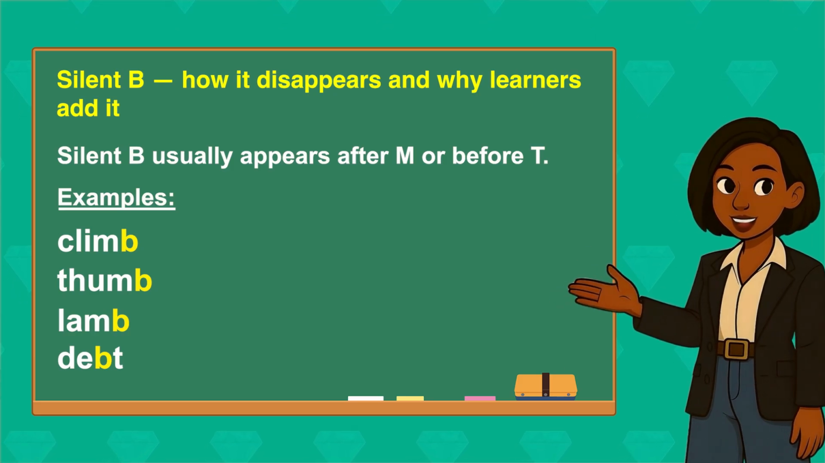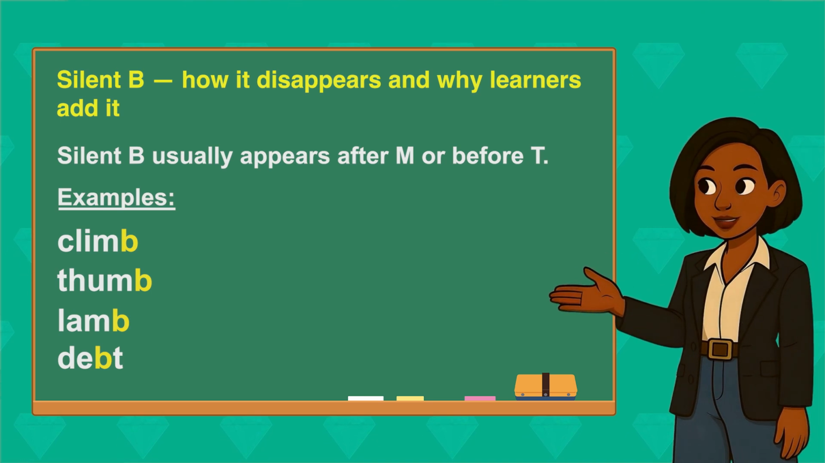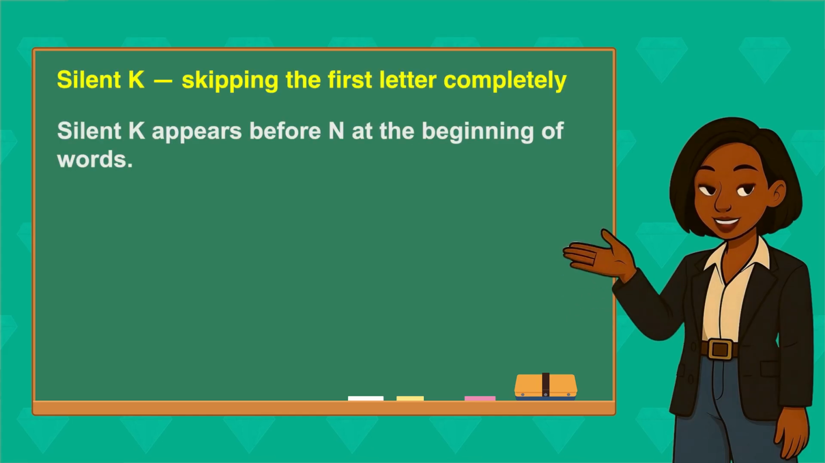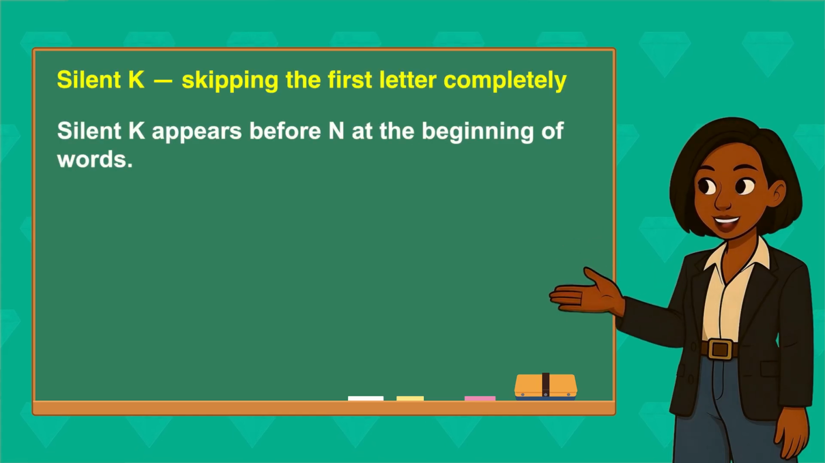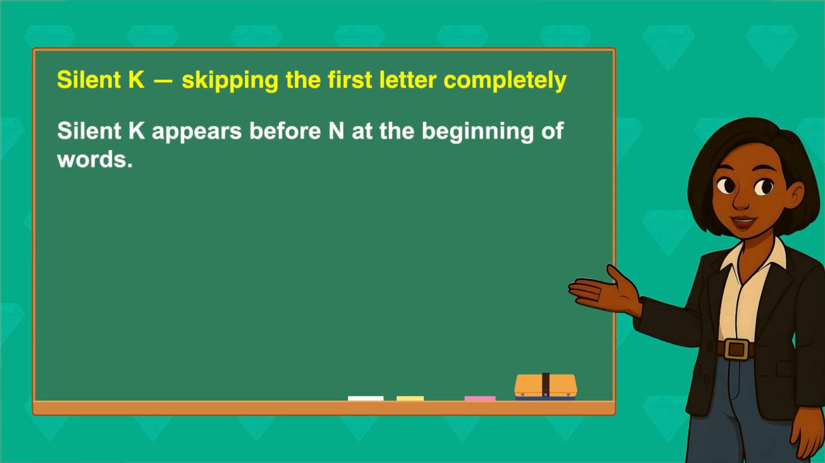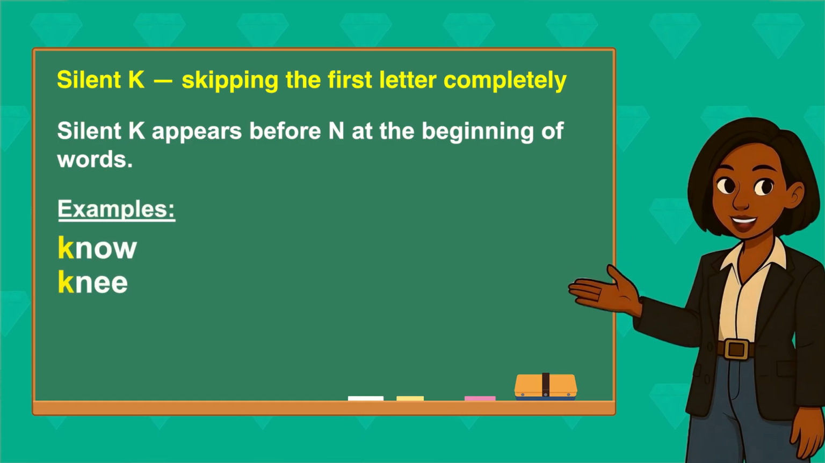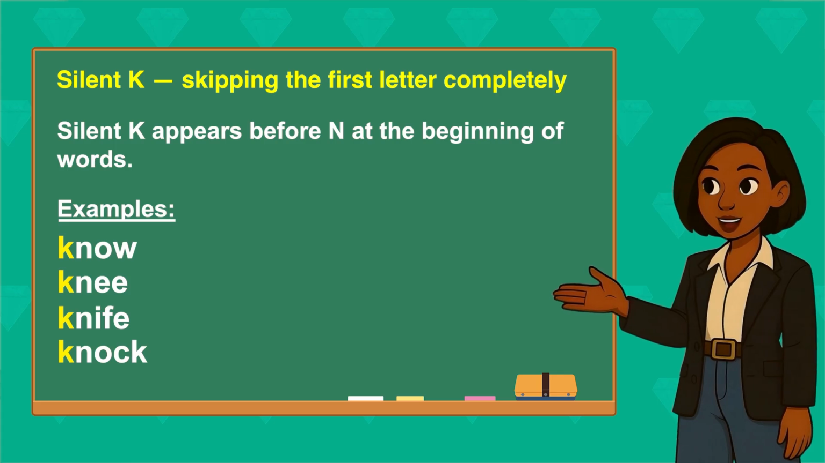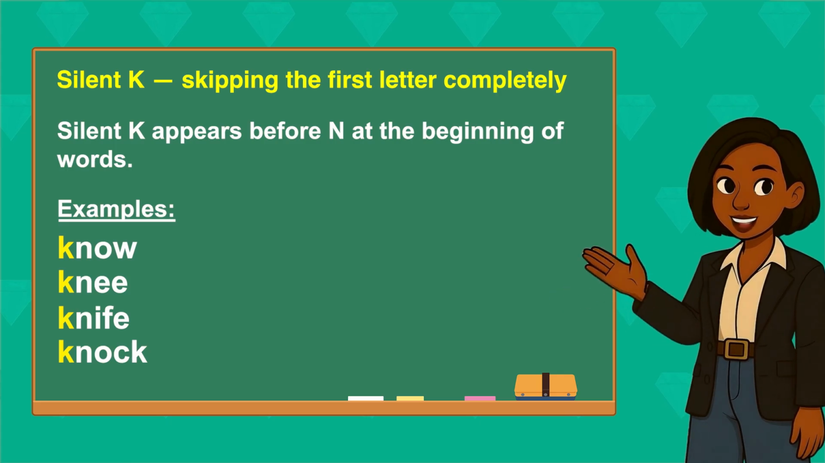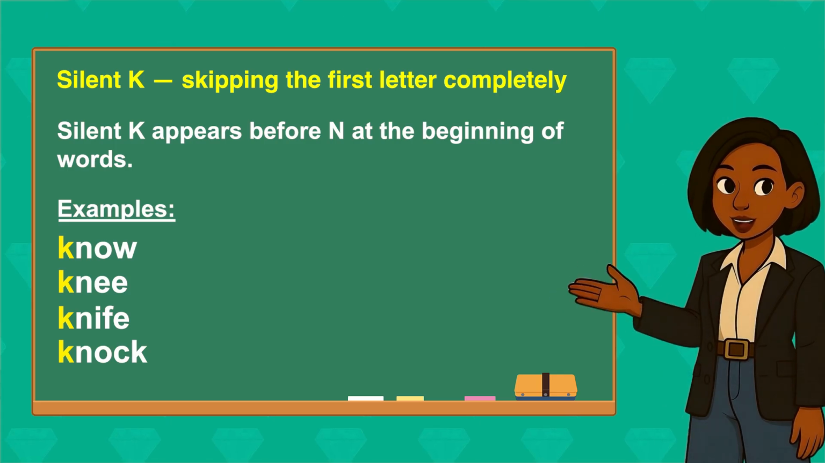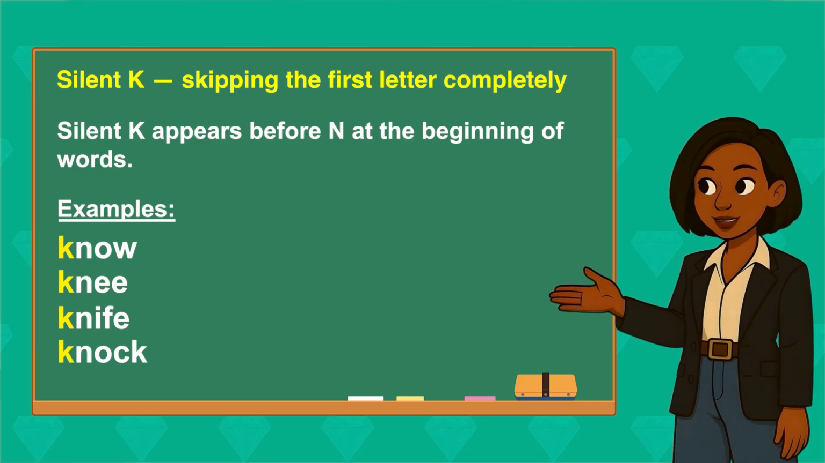Now that you've seen how silent B works at the end of the words, let's move to a silent letter that appears right at the beginning. Silent K appears before N at the beginning of words. Examples include no, knee, knife, and knock. When you see KN, you don't prepare your mouth for a K sound. You immediately start with the N.